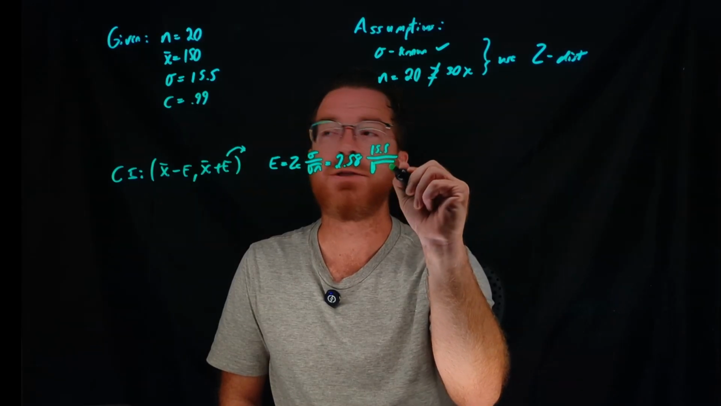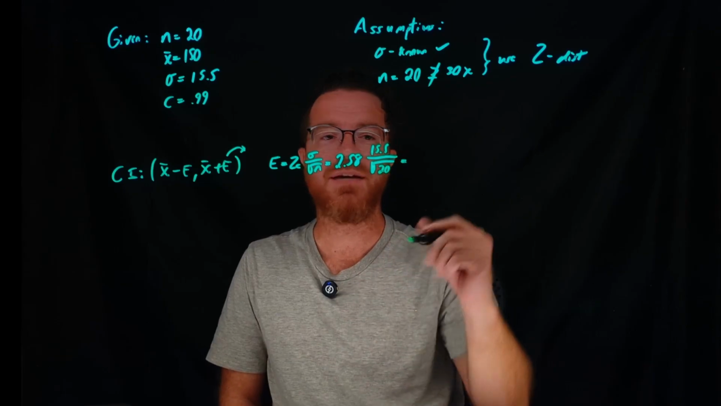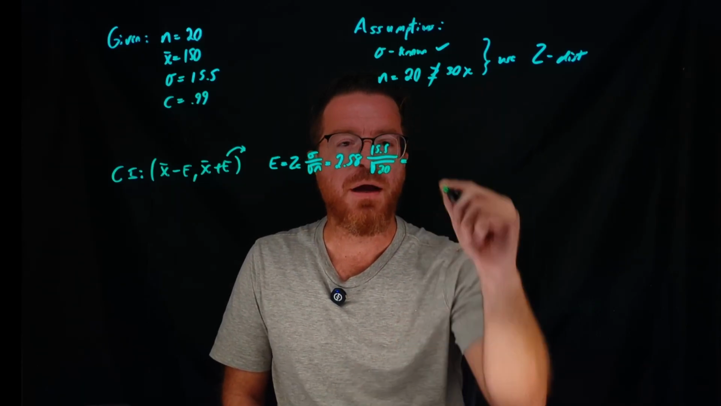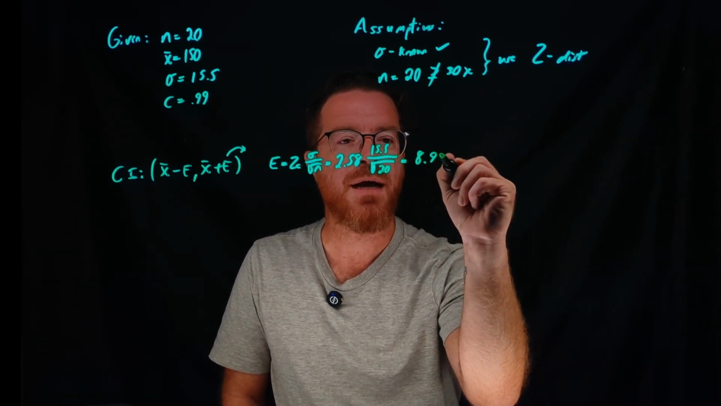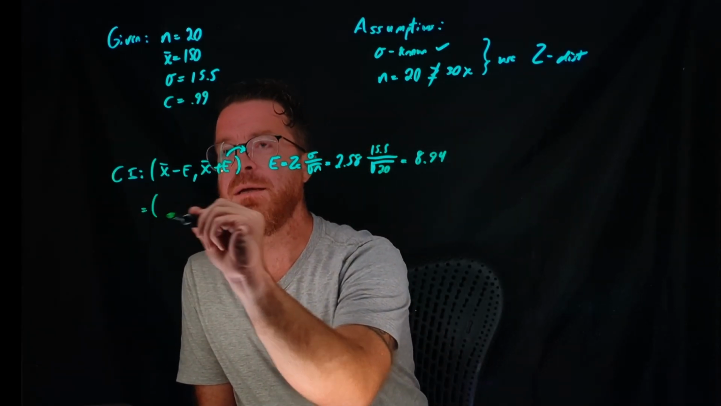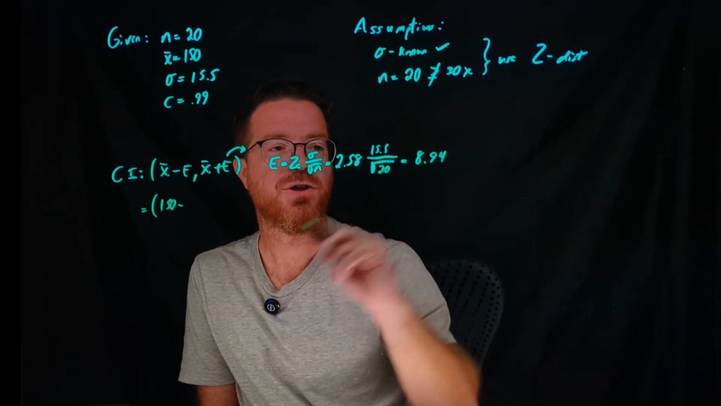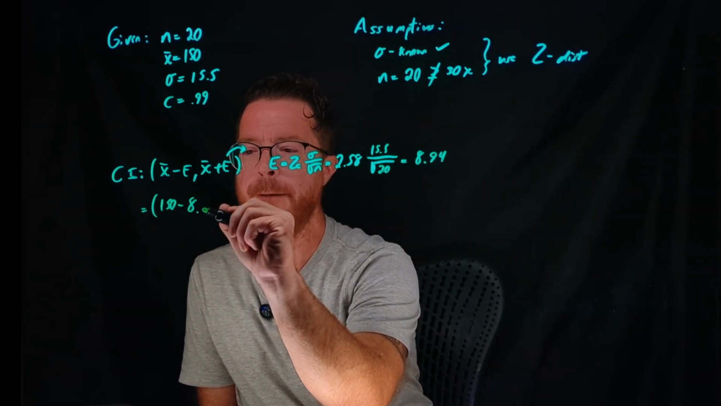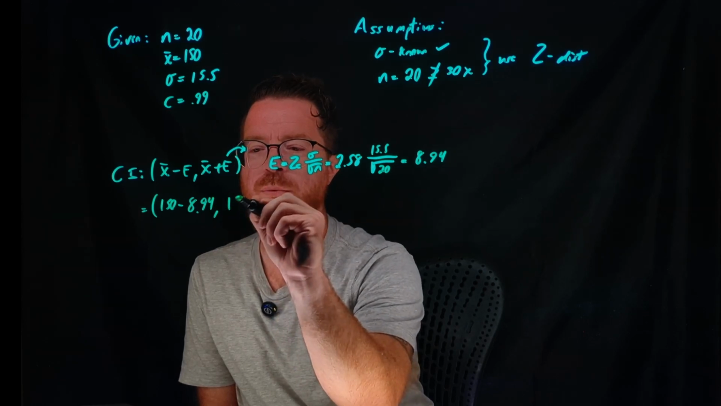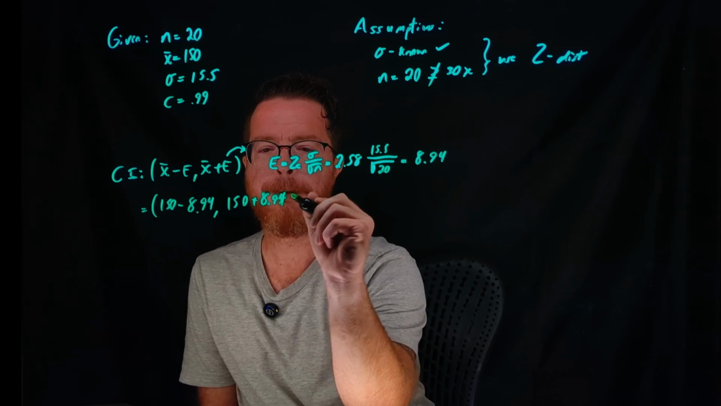And then divided by the square root of n, where n is equal to 20. This is going to give me a maximal margin of error of 8.94. So my confidence interval is going to be, plug in your x bar, which is 150, minus your maximal margin of error, which is 8.94, up to 150 plus 8.94.